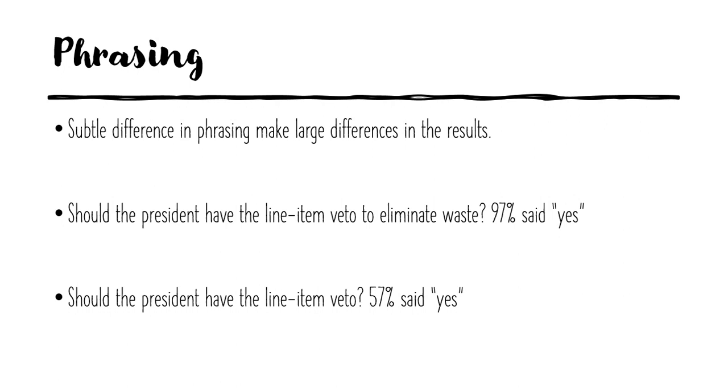They start going, oh, what else could the president use that veto on? They could use it on this or that. Then they start weighing it back and forth and going, no, I don't think they should have it because of something that they picture in their mind as being more important. But if you plant that seed of eliminating waste as the key thing, that's what their mind is going to focus on. And so that's why phrasing is fairly important in answering your questions.